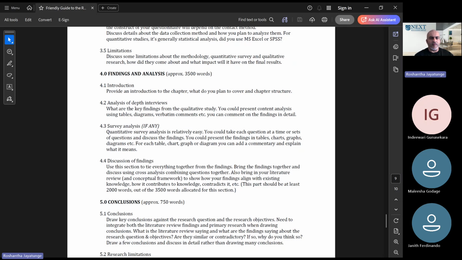So that's how you structure it. 700 words each for 4.2, 4.3, and 100 words for the introduction. And remember, the bulk of your writing, 2,000 words, should be in your discussion of findings. That's where you need to pay the most attention.